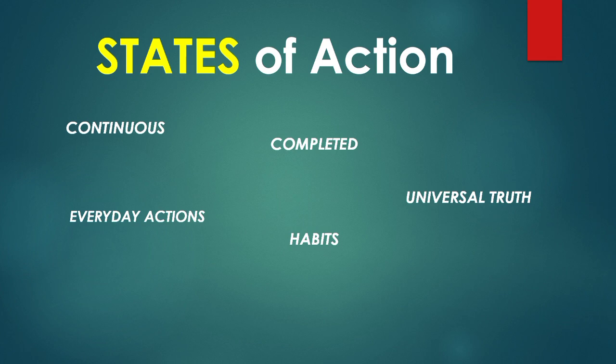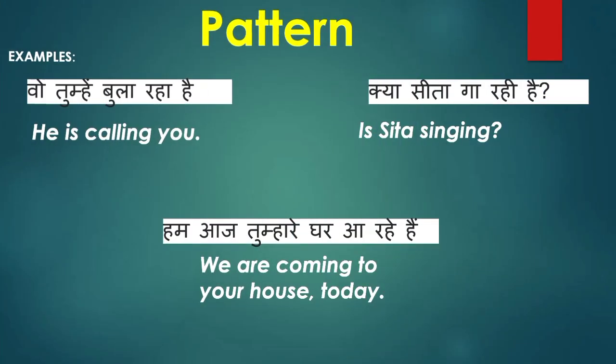And what we have to do, while we're listening to English, is identify these different states, right? Whether the action is continuous, or it has been completed, or it is an everyday action, and how English is said for those actions. For example, I have just taken one state here. I have taken the continuous state and just identify the pattern here.